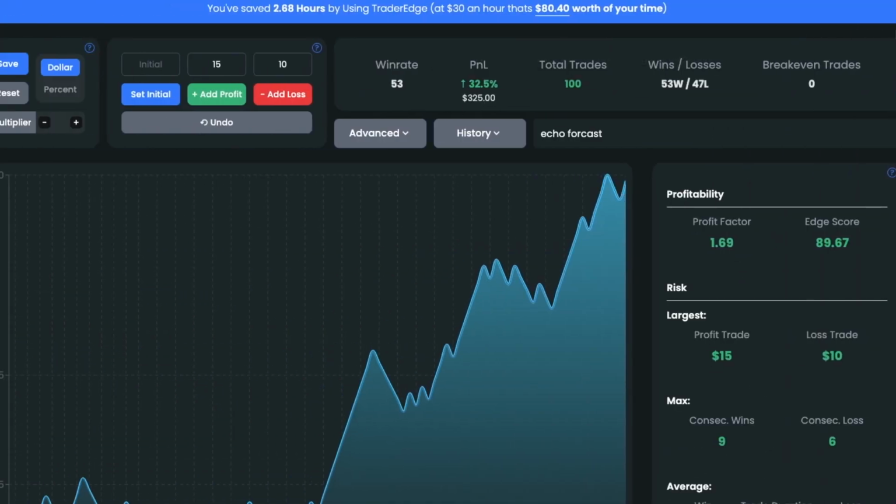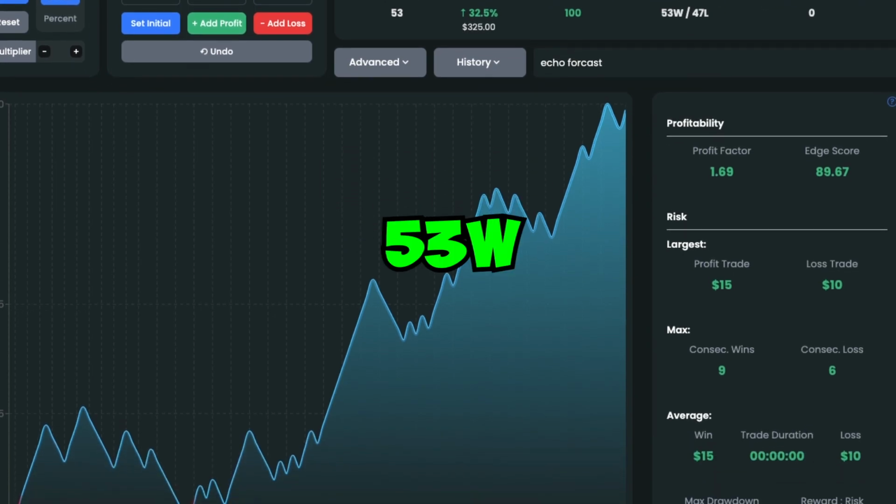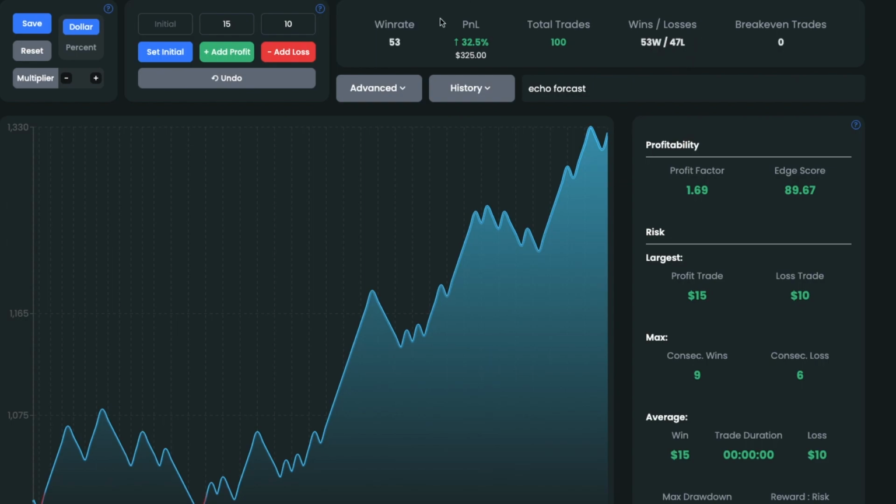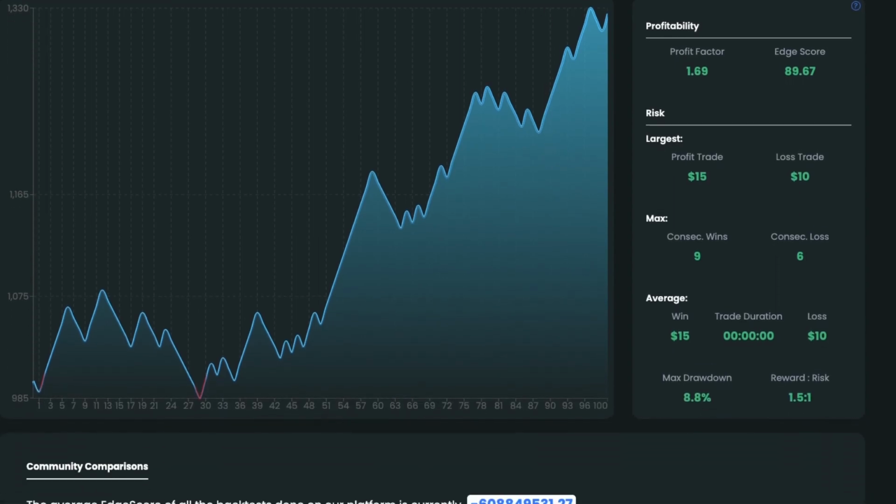So the results are in. We took 100 trades in 9 days, with 53 of them being wins and 47 lost, with a 53% win rate, and we also had a 32.5% profit, which is actually incredible considering it's 9 days. And you can see our equity curve struggled in the beginning, but overall it gradually carried on climbing up and up. So would I recommend this strategy?